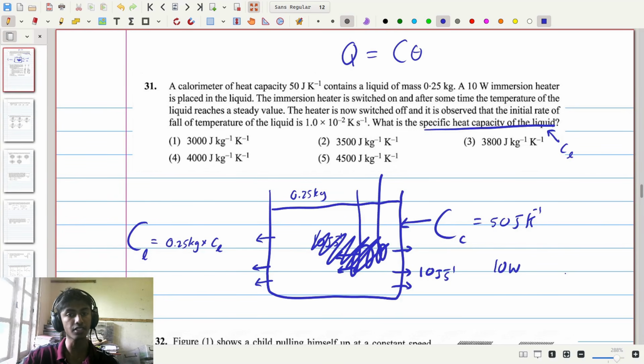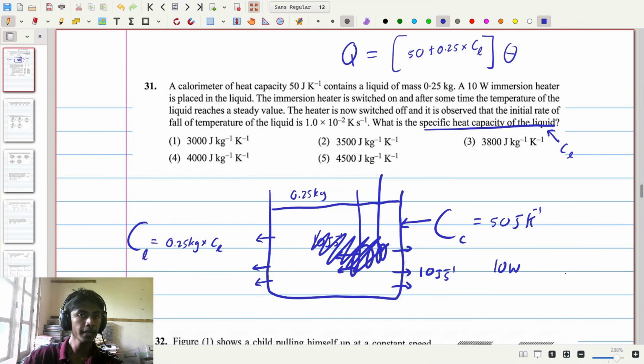Now in this case, you can see capital C is going to be equal to capital C sub C plus capital C sub L, and therefore it's equal to 50 plus 0.25 times c sub L, and that times theta is the amount of heat lost. Now if you consider the rate of heat lost, it's equal to this divided by time. So Q divided by t is equal to this times theta divided by time.